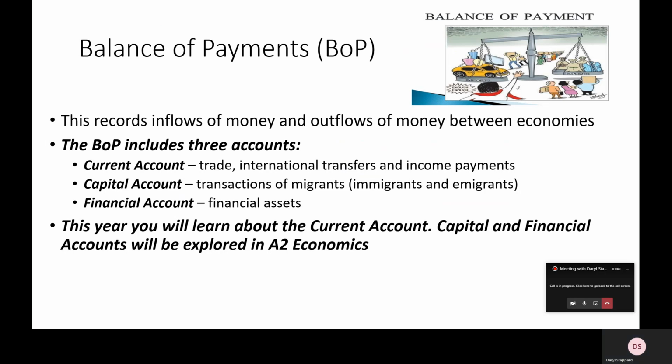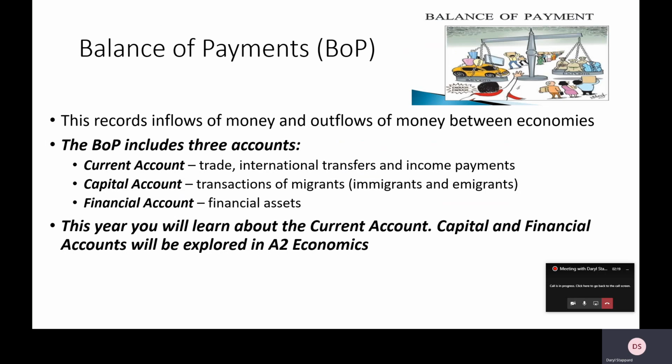Now, the balance of payments has got 3 overall accounts. We have the current account, which is linked to trade, something we call international transfers and income payments. And then we have something we call the capital account and the financial account. Now, this video is going to focus on the current account. There'll be a later video looking at the workings of the capital and financial account.